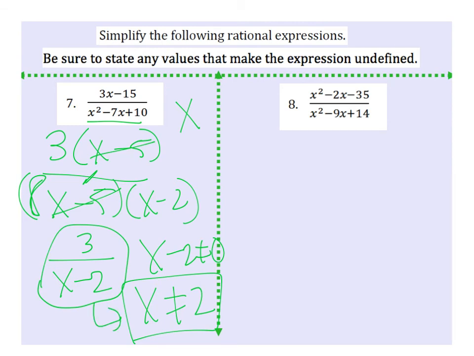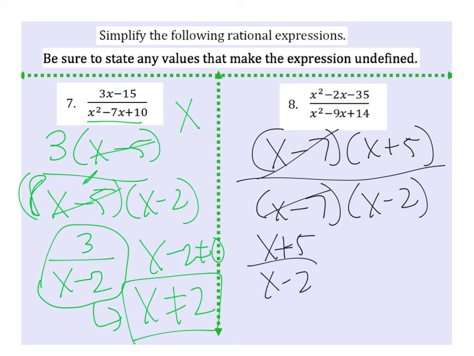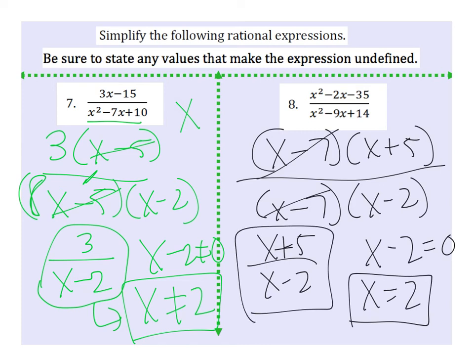For number 8, same kind of idea, except I've got to factor top and factor bottom. So factoring the top is going to give me x minus 7 and x plus 5. On the bottom, that's going to be x minus 7 and x minus 2. So if I do that, cancel, cancel, x plus 5 over x minus 2. So my excluded value then, x minus 2 equals 0, x is going to equal 2. So x cannot equal 2, and there's my solution.